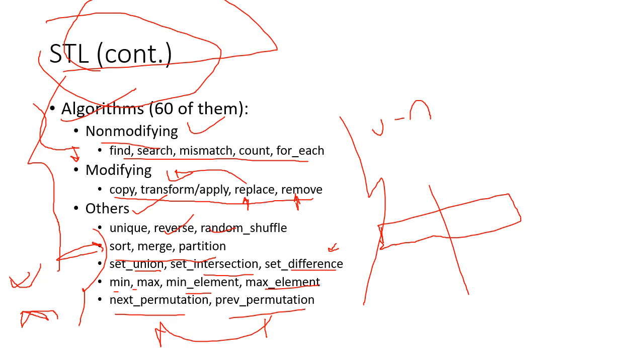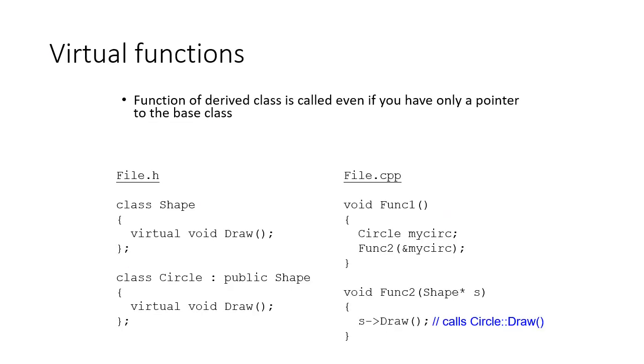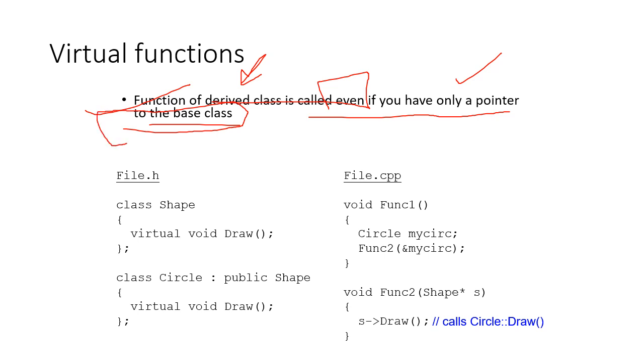Now I think I should move on. Now coming to the virtual function: the function of the derived class is called even if you have only a pointer to the base class. Means it is necessary to have a pointer to the base class. Then only it will be called.